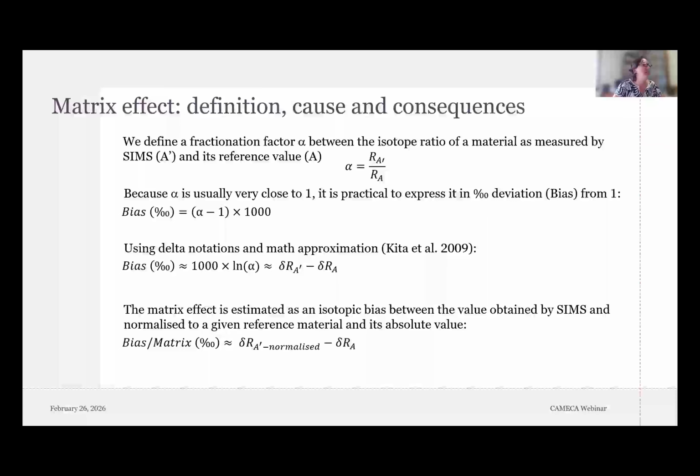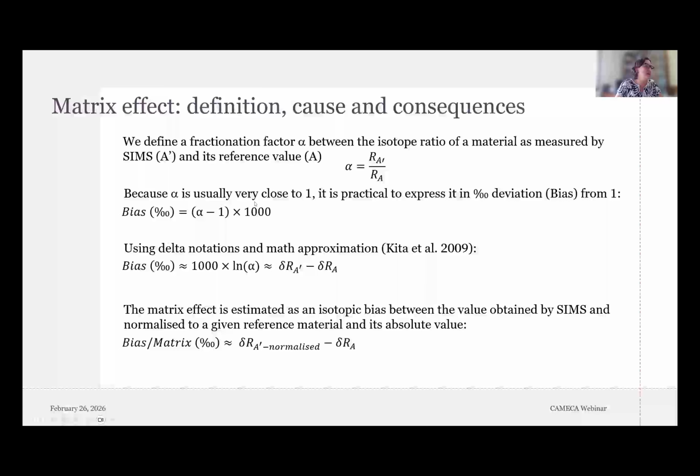Here is a little bit of a more mathematical definition, really just to help us understand how the bias is represented in the next slides. We define the fractionation factor alpha between the isotope ratio of a material as measured by SIMS, A prime, and its reference value A. So alpha is a ratio between R A prime and R A. Because alpha is usually very close to 1, it is practical to express this as per mil deviation from 1. So that's the definition of the bias here.